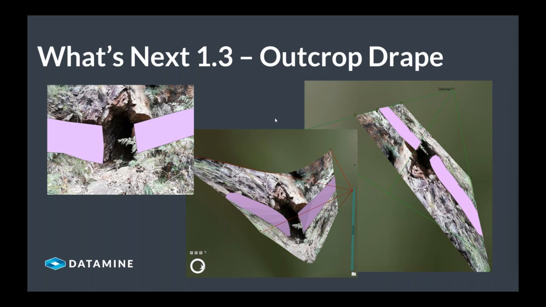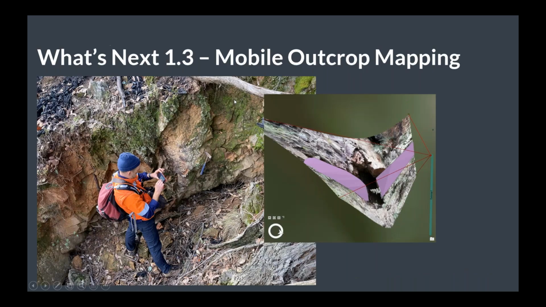Okay, so that's the next step. So we've almost finished that on the desktop part. We'll just get that integrated with mobile. So all of this outcrop mapping is currently being worked on by our mobile team, to be able to take pictures in the field, annotate them, and then bring them in so they automatically come in instead of having to do it on the desktop.